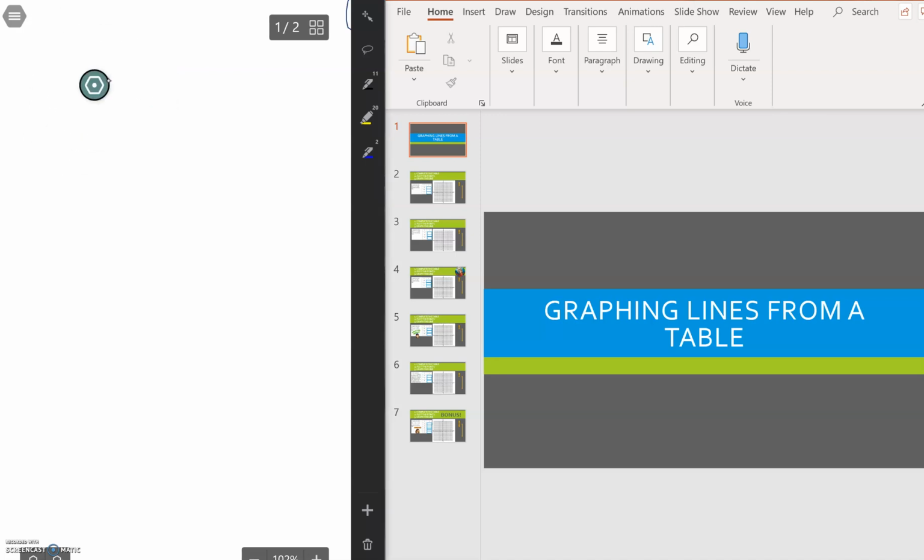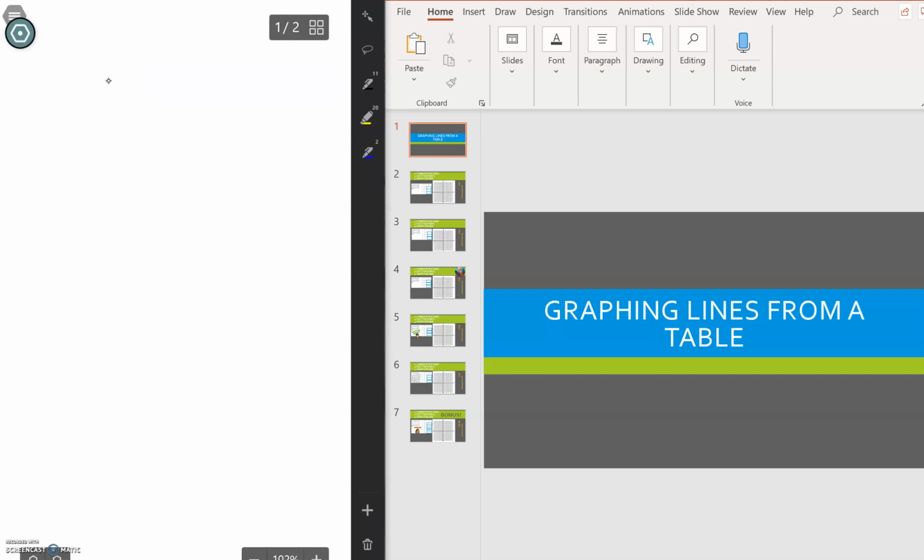Good morning, mathematicians. Today we are going to continue to graph lines from a table. So we worked on graphing points from a table, we worked on completing a table, and we worked on graphing lines from an already completed table. So today we're going to put all of that together. We're going to have to finish the table and then plot the points from that table we finish and then graph the line. So today it all comes together.